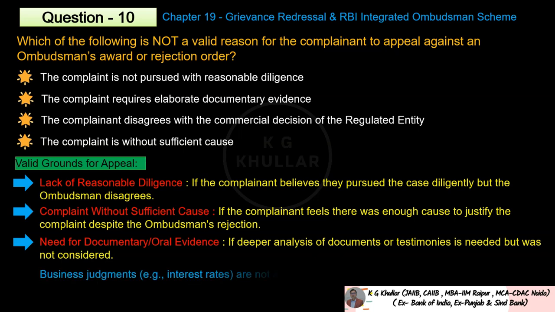And if the ombudsman rejects a complaint on these grounds, the complainant may appeal by arguing that their case genuinely demands such consideration. On the other hand, a disagreement with a commercial judgment or decision made by the regulated entity is not valid grounds for an appeal. Commercial decisions, for example interest rates set by the bank, lending policies, etc., are based on business discretion, and the ombudsman does not intervene in these unless there is evidence of a violation of rights or laws. Therefore, friends, appealing an ombudsman decision simply because the complainant disagrees with the business or financial decision of the entity is not acceptable under the scheme. So, as far as this question goes, the correct option is option C.